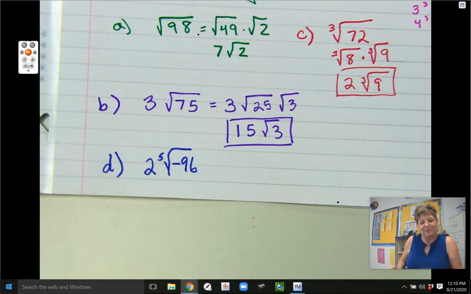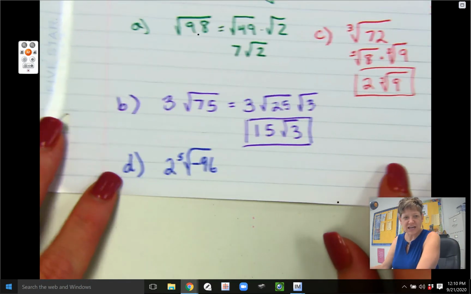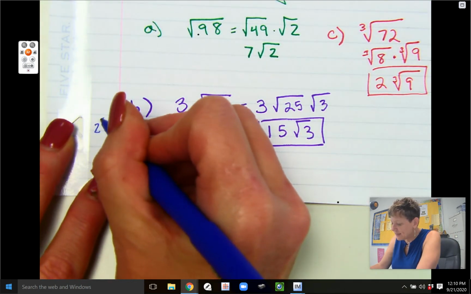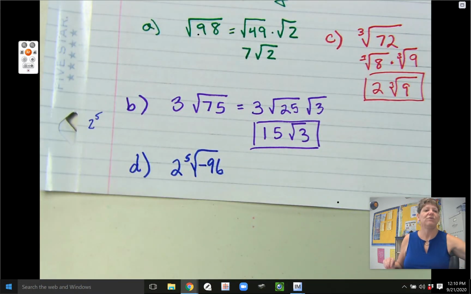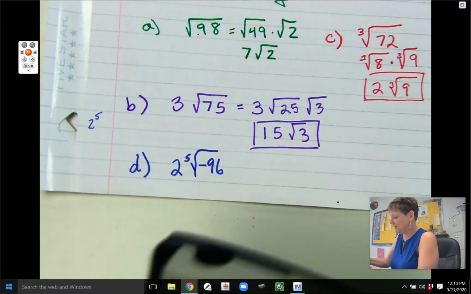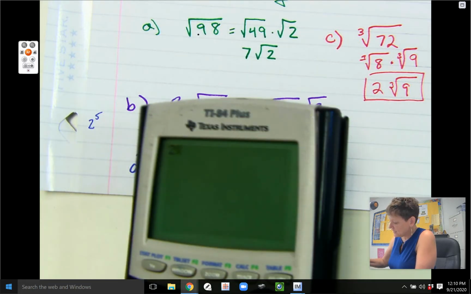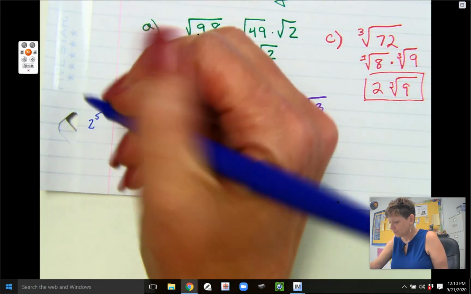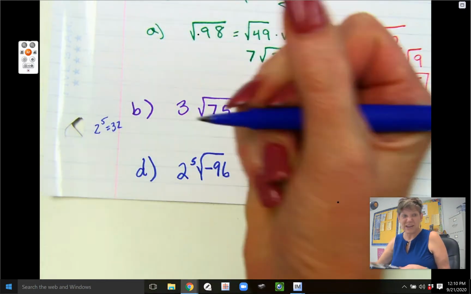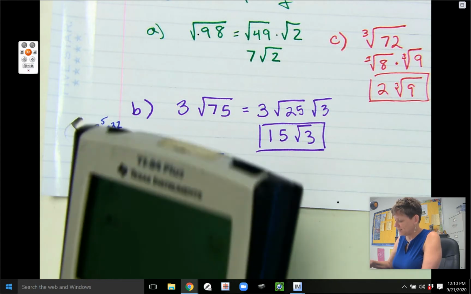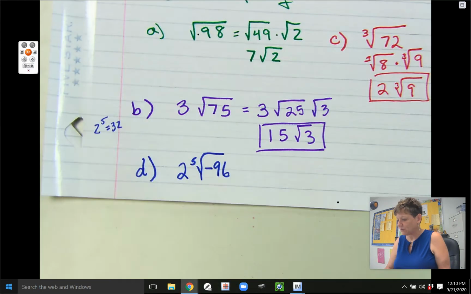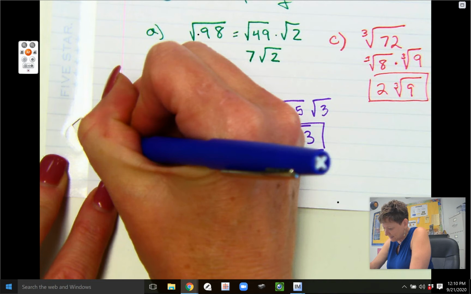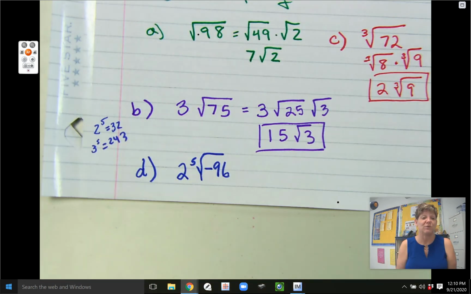So this time, I need to think about powers of 5. Now that's kind of weird. 2 to the 5th is 2 times 2 times 2 times 2 times 2, 5 times. So 2 to the 5th is, if you don't know, 32. And 3 to the 5th is big. Let's see what 3 to the 5th is. 3 to the 5th is 243. So 243 is way too big to go into 96. So it must be 32.